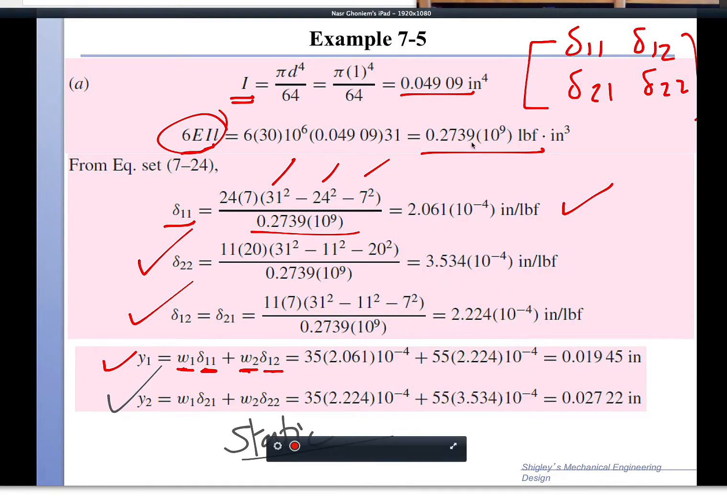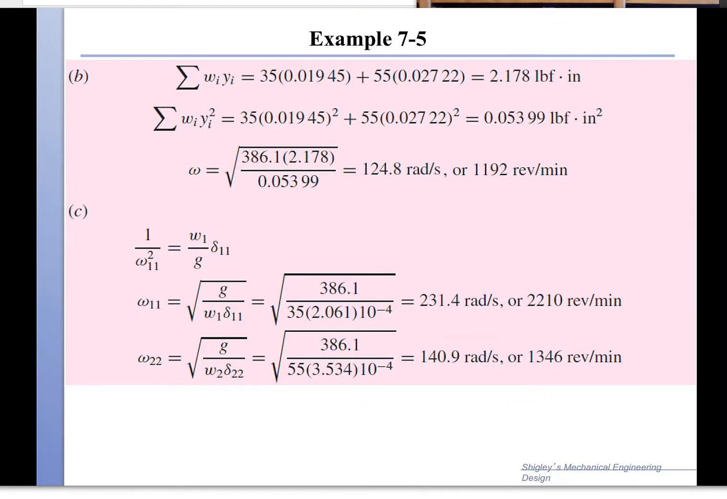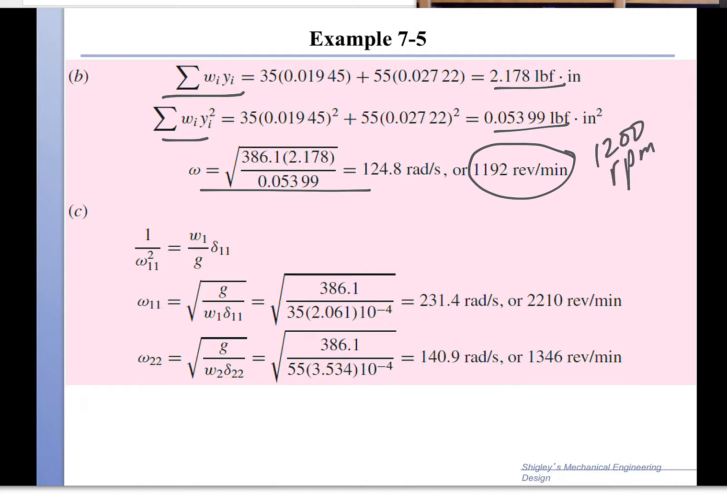And that's basically what we will do. The next step is the sum of mi yi, and then the sum of mi yi squared, and we now apply Rayleigh's equation to get the critical speed, which turns out to be almost 1200 RPM. So we keep that in mind as we continue the solution.